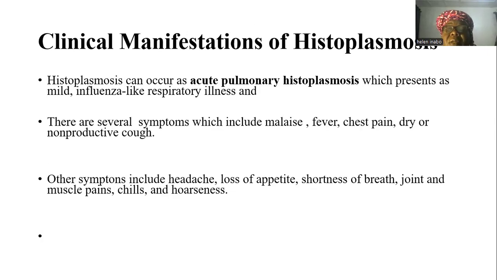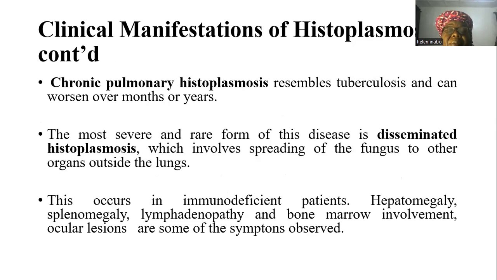What are the clinical manifestations of histoplasmosis? Histoplasmosis can occur as acute pulmonary histoplasmosis, which presents as mild influenza-like respiratory illness, and there are several symptoms which include malaise, fever, chest pain, dry or non-productive cough. Other symptoms include headache, shortness of breath, joint and muscle pains, chills, loss of appetite, and hoarseness.